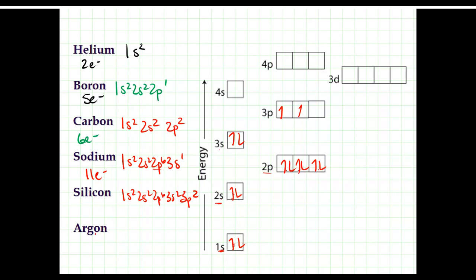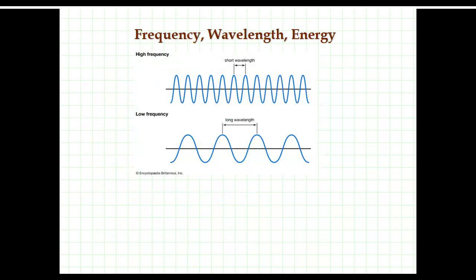Argon has 18 electrons. Argon's electron configuration is 1s2, 2s2, 2p6, 3s2, 3p6. Hopefully that helps make electron configuration make a little more sense.